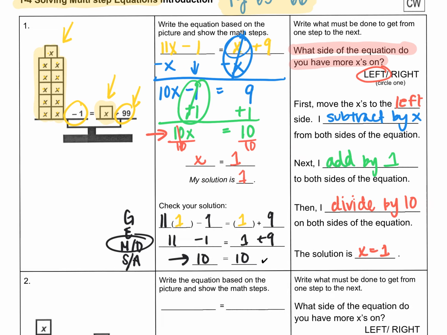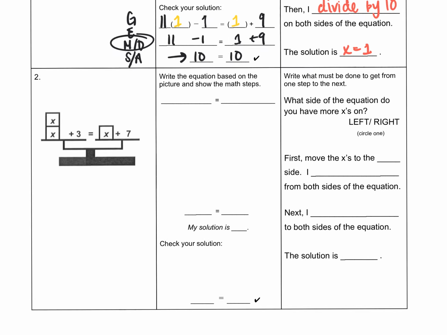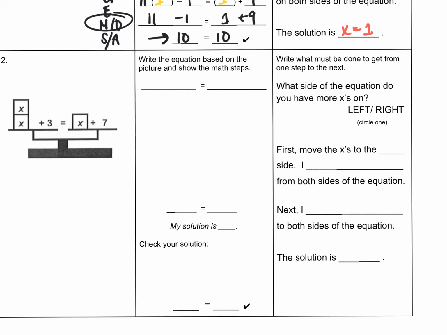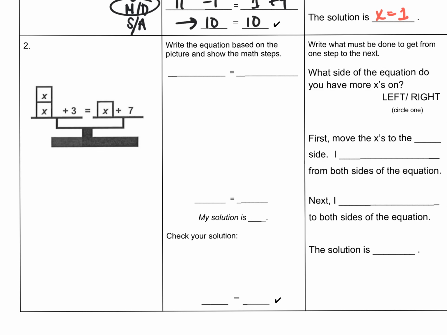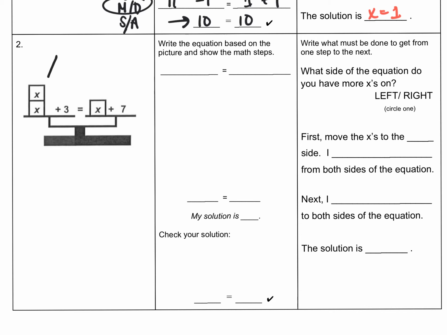All right, we're going to look at another problem. Let's look at number 2 down here. Again, we're going to write the equation based on the picture and show the steps. So I have 2 x's here. So I'm going to write 2x plus 3. And then I have 1x here plus 7.